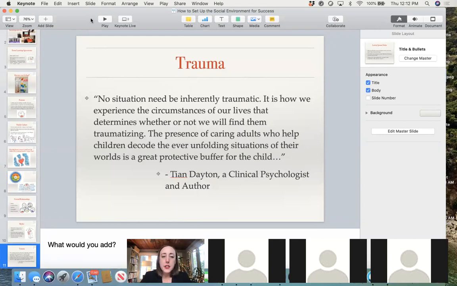No situation need be inherently traumatic. It's how we experience the circumstances of our lives that determines whether or not we will find them traumatizing. The presence of caring adults who help children decode the ever unfolding situations of their world is a great protective buffer for the child. So this is really good news.